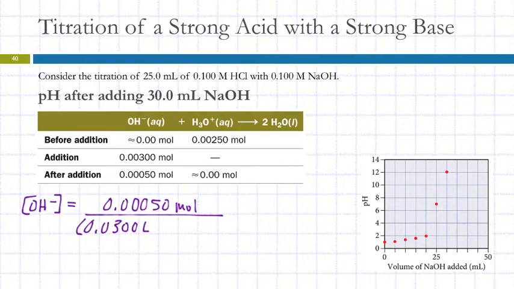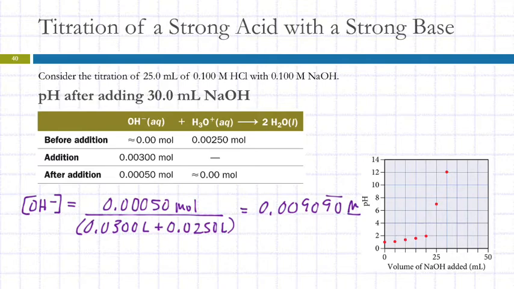So there's the volume added, and here's our initial volume. So 0.0005 divided by 0.03 plus 0.025. So 0.009090 repeating. That's the hydroxide ion concentration.